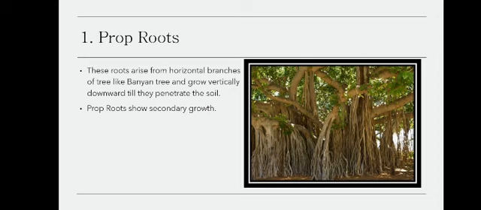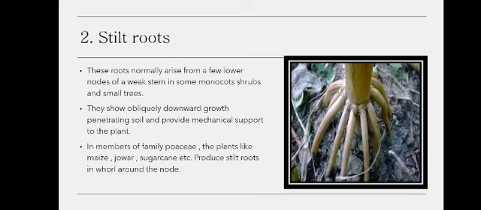These roots are modified because they arise from the horizontal branches, like the banyan tree. The banyan tree's botanical name is Ficus bengalensis. It grows vertically downwards till the roots penetrate into soil. These prop roots show secondary growth, become thick, and act like pillars to provide mechanical support.